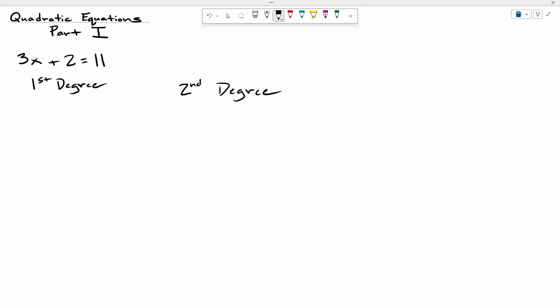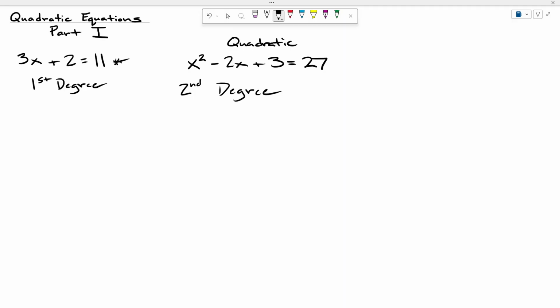And might look something like, so now our highest exponent will be a 2 in a quadratic equation. So it might look something like this. Okay. So note the difference between a linear and now this would be an example of a quadratic, all right? Those equations where the highest exponent is a 2.